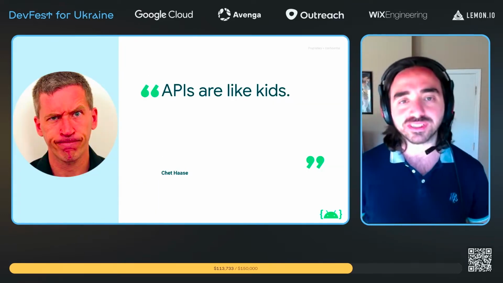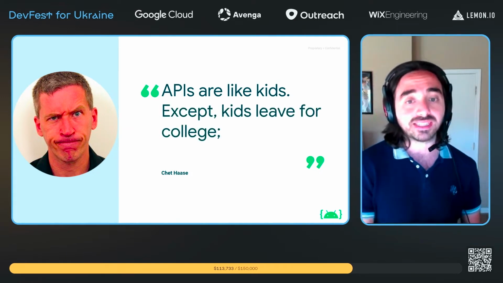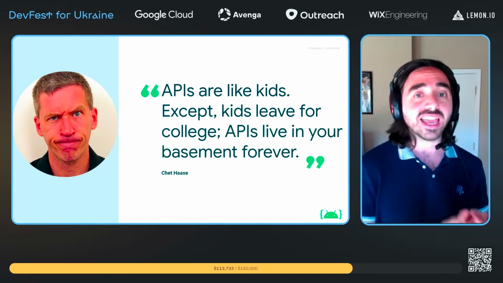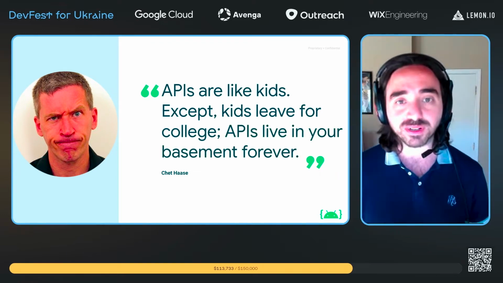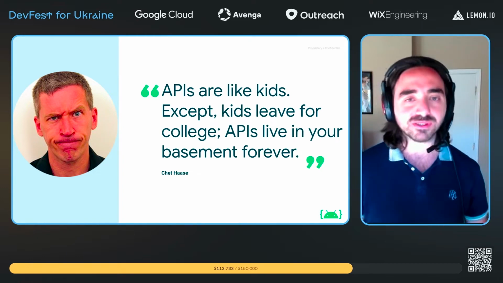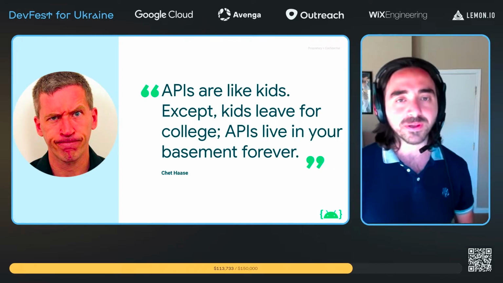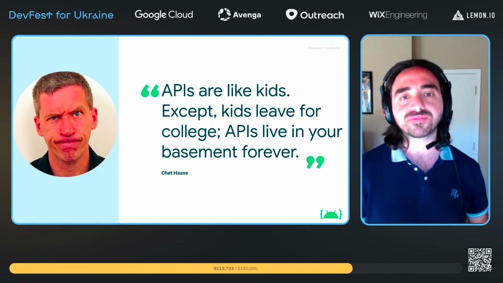So one day in the office, Chet said, APIs are like kids, except kids leave for college. Your APIs live in your basement forever. And this is such a proper definition of APIs. Once you create an API, you have to live with it. You have to support it going forward. So the bar is very high.